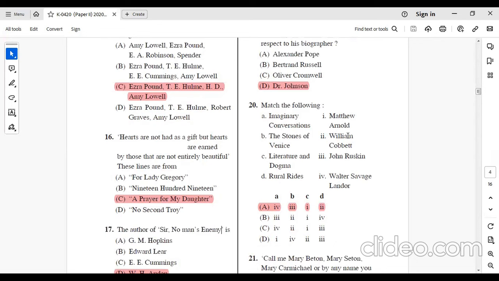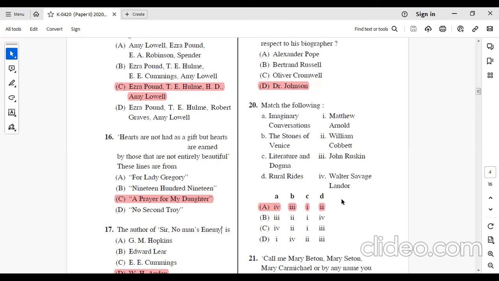Question number 20. Again, we need to match here. Imaginary Conversations, The Stones of Venice, Literature and Dogma, and the Rural Rights. These are the books. Imaginary Conversations is written by Walter Savage Landor. The Stones of Venice, written by John Ruskin. Literature and Dogma by Matthew Arnold. Rural Rights by William Cobbett.